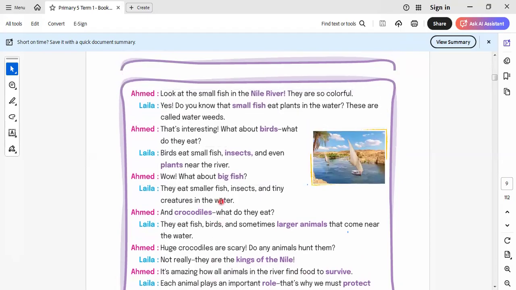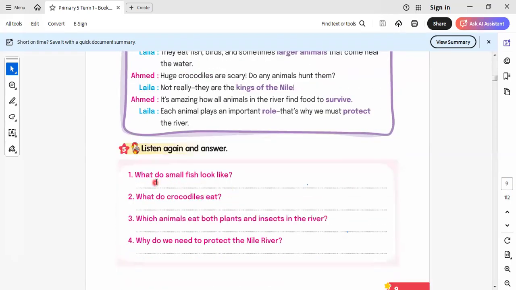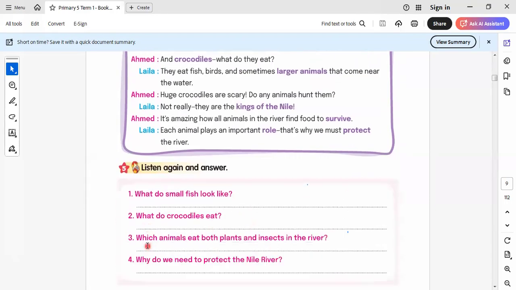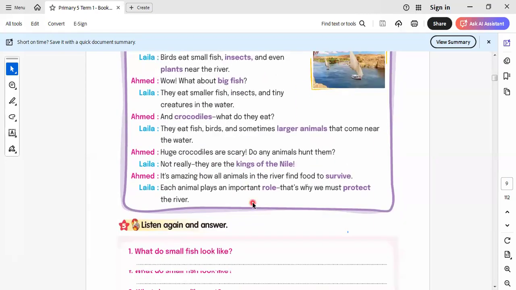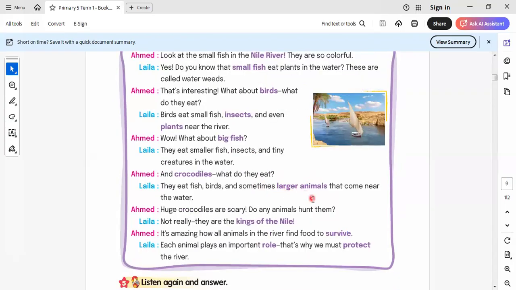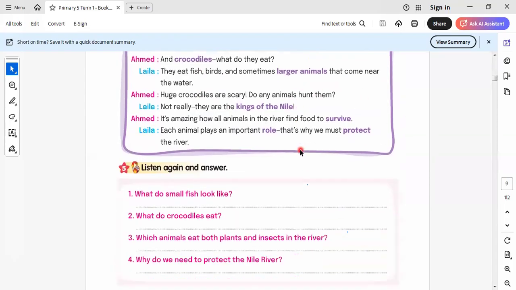So I think we took the same thing in grade 4 in science. I think we took something similar to that. Okay, what do small fish look like? Small fish look like what here? Colorful. So here it will be colorful. What do crocodiles eat? Here, crocodiles eat what? As we know from the text, they eat fish, birds, and sometimes larger animals. So the crocodiles eat fish, birds, and sometimes larger animals.